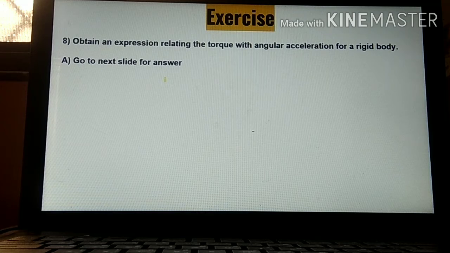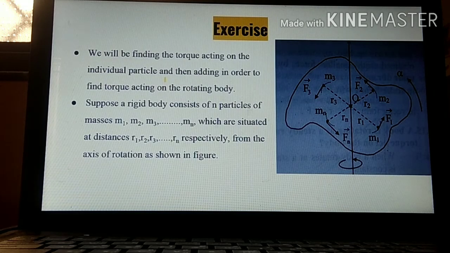Obtain the expression relating torque with angular acceleration of a rigid body. This also we have already discussed. We will find the torque acting on an individual particle and then add them in order to find the torque acting on a rotating body. We'll first consider the mass of individual particles and the torque on individual particles, then we'll add all of them to find the total torque acting on this body.